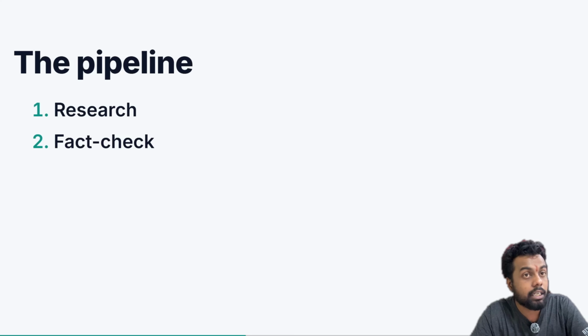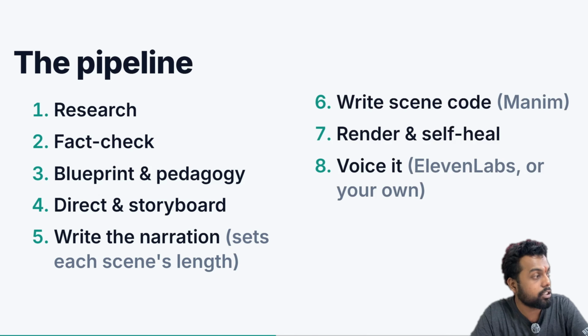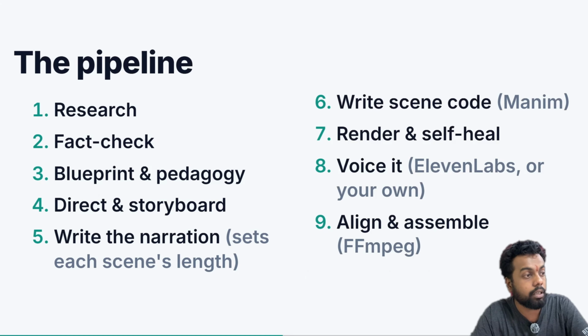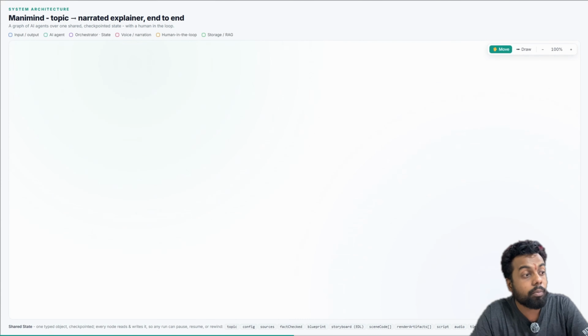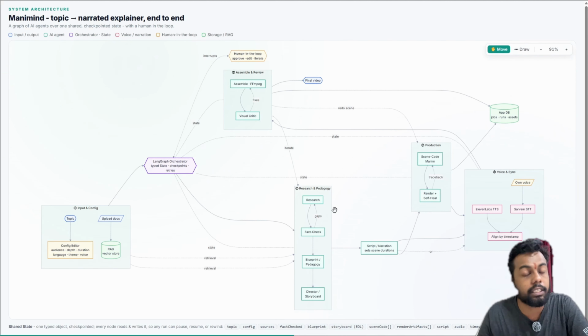So as I said, these are the agents which we'll be using: research, fact check, blueprint, storyboard, voice it, and aligning. There will be a critic as well at the last to check if the final video is correct or not. So if any text is overlapping, if the video is cutting off your screen size, or anything, it will be visually criticizing it.